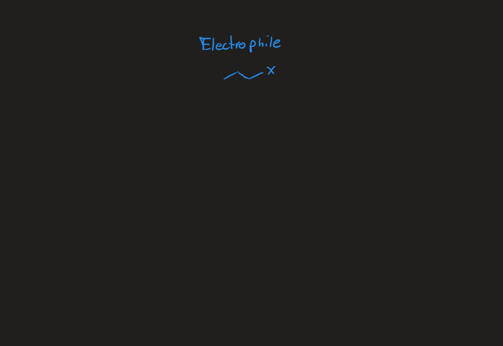The second main factor that affects SN2 reactions is the nature of the electrophile. And I'm going to split that into two categories. The first is the nature of the leaving group X. And so you need to have a good leaving group. Electronegative atoms make good leaving groups.